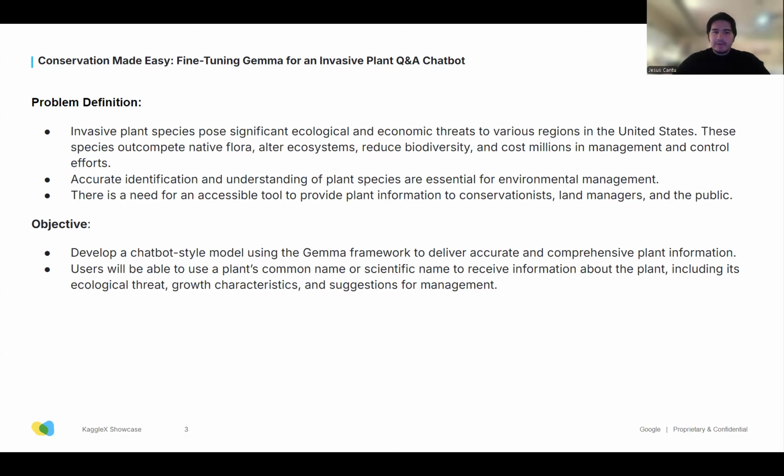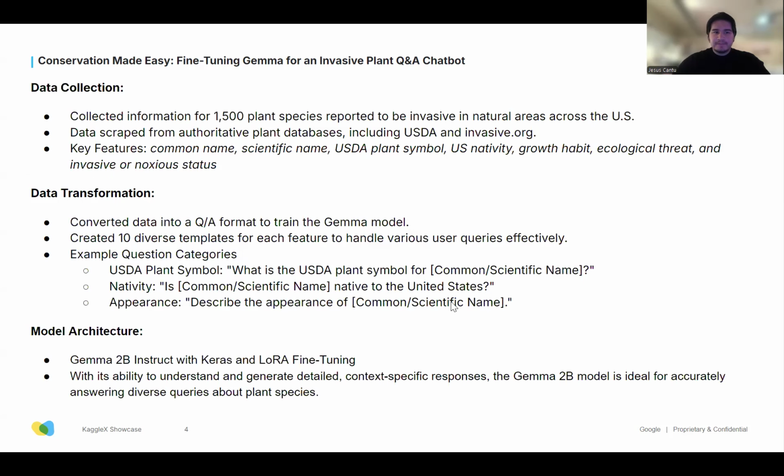My objective was to develop a chatbot-style model using the Gemma framework to deliver accurate information about plants, invasive or native. Users will be able to use a plant's common name or scientific name to receive information about the plant, including its ecological threat, growth characteristics, and suggestions for management.